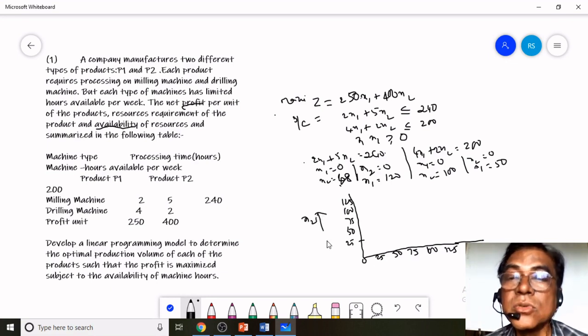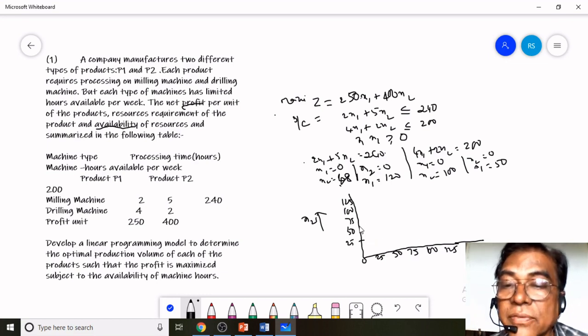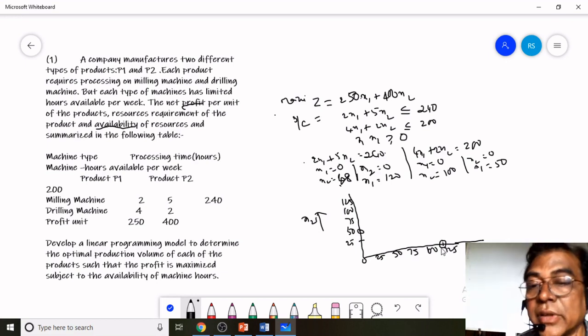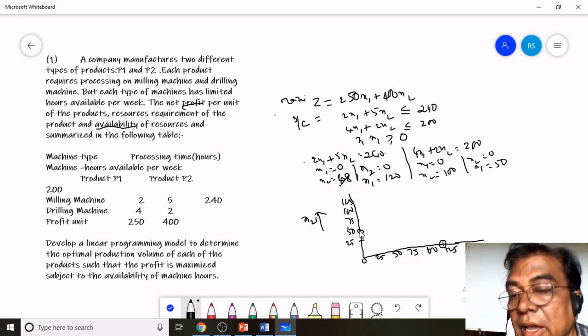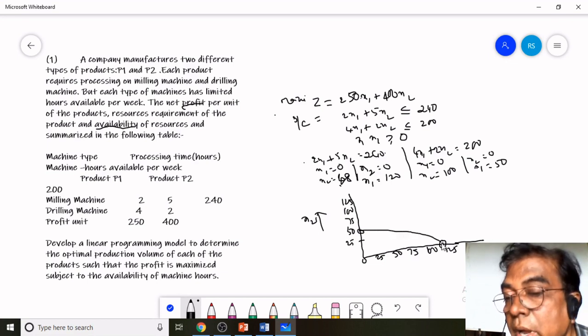Come to the point x2 equal to 48 for the first equation. X2 is equal to 48, near 50, take this value like this. X1 is equal to 120 like this. These are all approximate, so it is better to use the graphical method. Take a scale and join these two points. Let this be the first equation.